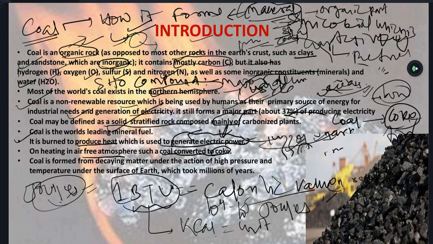So coal is formed due to decaying matter under the action of high pressure and temperature under the surface of the earth, which takes millions of years.